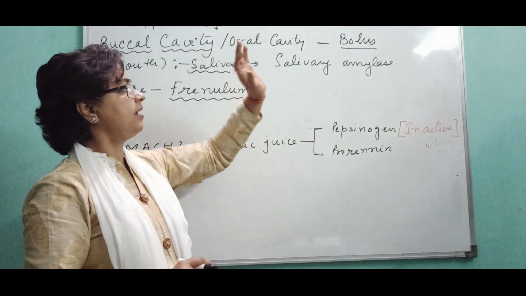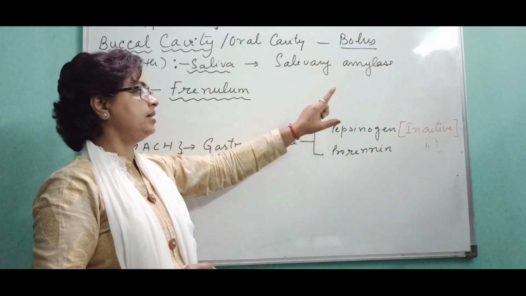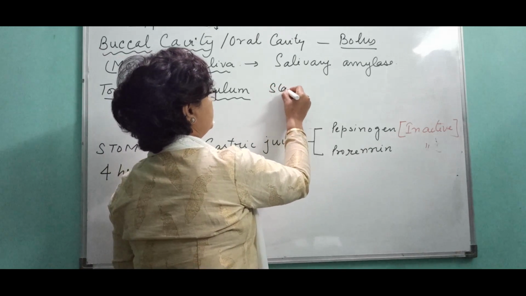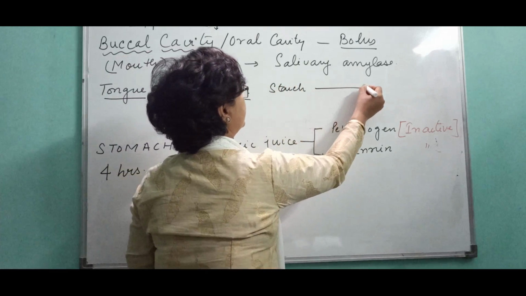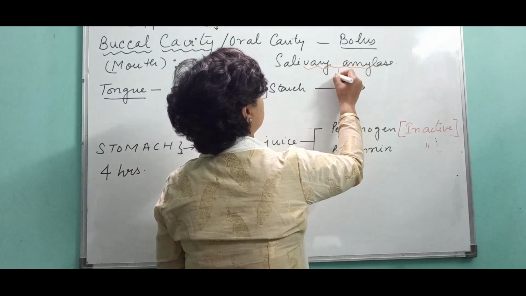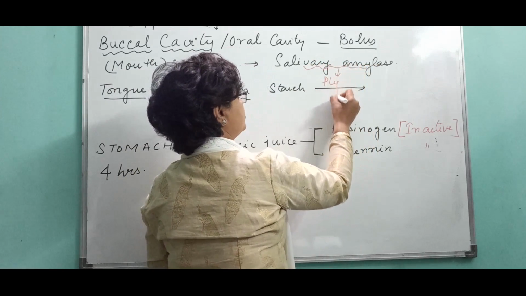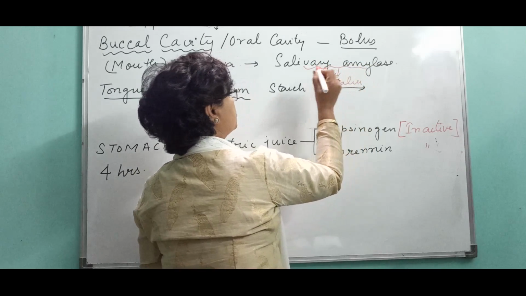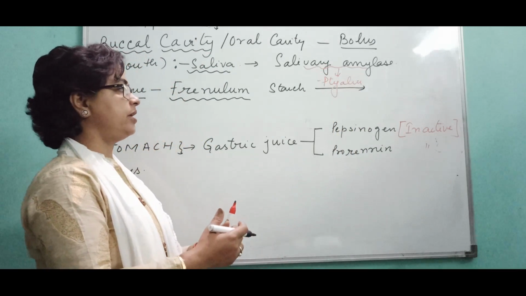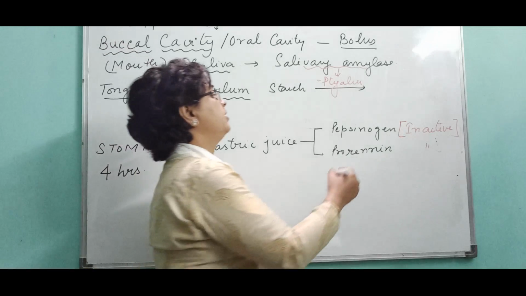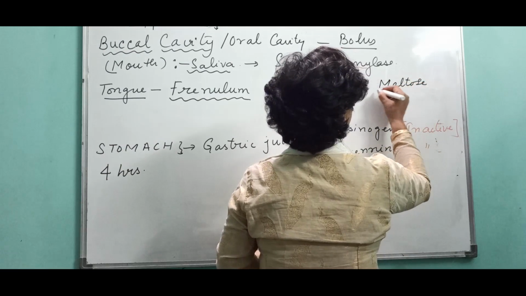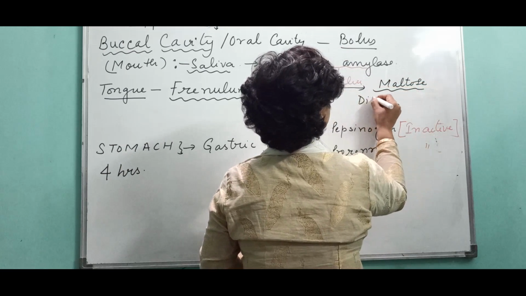Then, the saliva, which contains salivary amylase, is responsible for the digestion of starch. Starch is a polysaccharide, and this salivary amylase is also termed ptyalin. This P is silent. Tyalin, the P is there, but it is the silent one. So the starch, as we have already discussed, will first be converted to a disaccharide. It will be converted into maltose. So this maltose is a disaccharide.